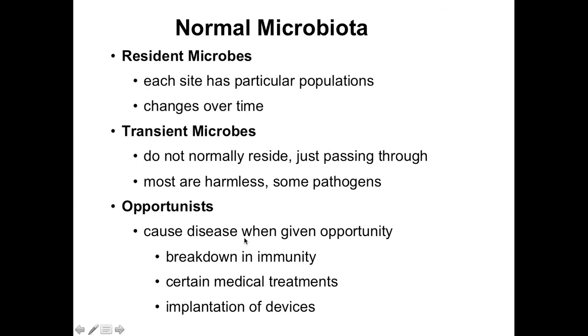And then we have the opportunists. So these are all where the pathogens fit in. All pathogens are opportunists and all opportunists are pathogens. That makes sense. They cause disease when given the opportunity: breakdown in immunity, certain medical treatments, and implantations of devices. So these are the guys that like to set up shop when your immune system's weakened. A lot of molds, fungi fit into this category.